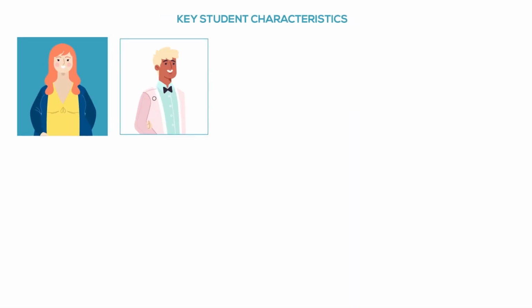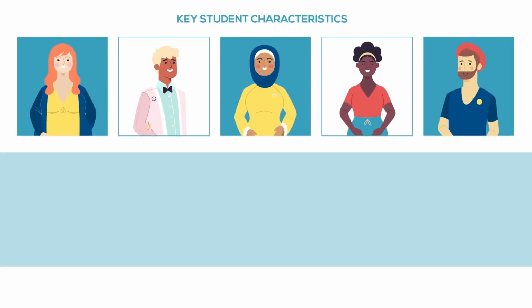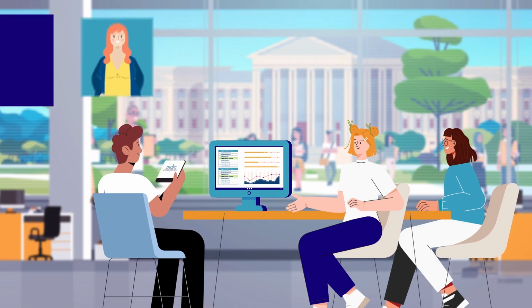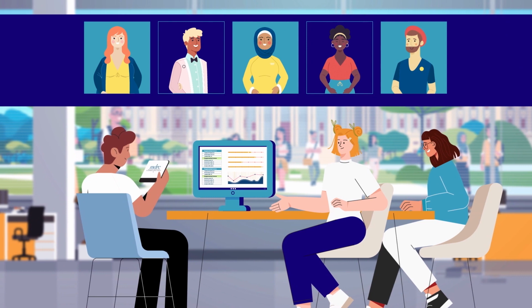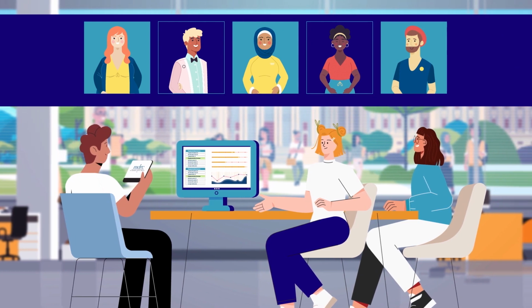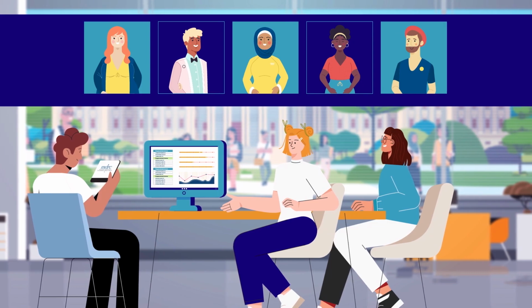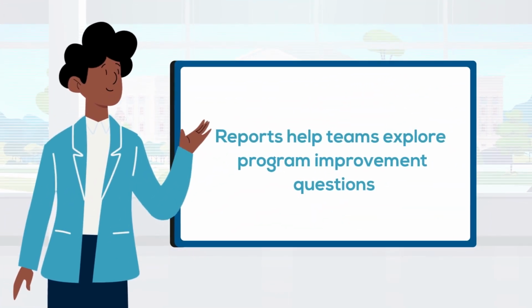Disaggregating monthly and semesterly reports by key student characteristics like race and ethnicity or Pell Grant recipient status, for example, will help your program team determine the extent to which it is equitably serving historically marginalized groups and discover blind spots to address. These reports also help teams explore many other program improvement questions.